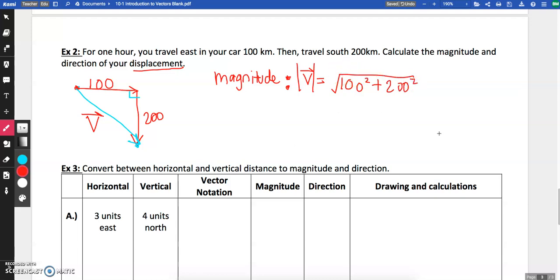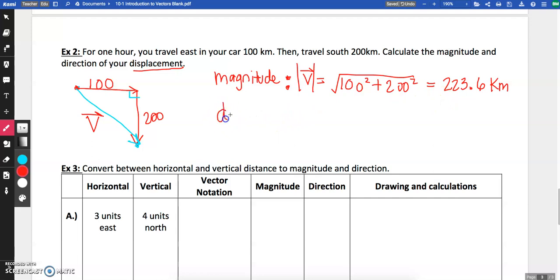Okay. And you can just type that all into your calculator. Because these are such large numbers, we're fine actually getting a decimal here and just rounding. Type that in your calculator, and I got 223.6 kilometers. So that would be the shortest distance between those points.